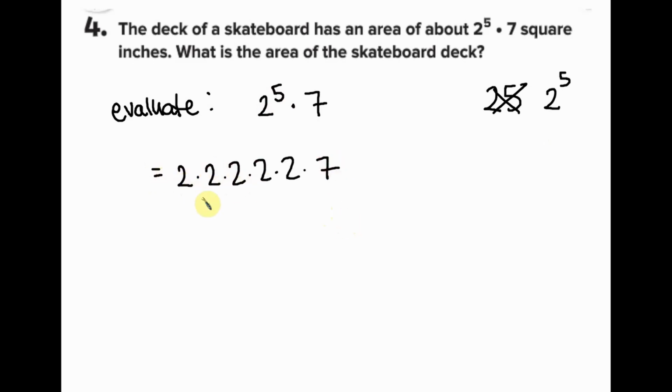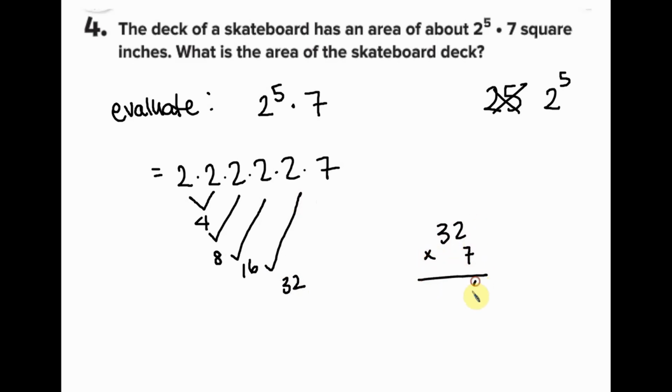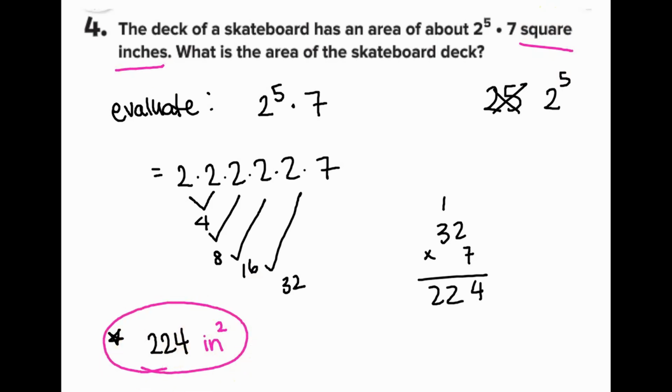So let's take it step by step. 2 times 2, 4 times 2, 8 times 2, 16 times 2 is 32. So you're doing 32 times 7, where I will get 7 times 2, 14. 3 times 7 is 21, so 22. So I will have 224, but this time, since it's a real-life situation, I have to include the unit. In this case, they were using square inches, so I'm going to write square inches, where if you remember, the square is the power of 2, so that becomes inches squared, looking like this. And that's going to be my answer.